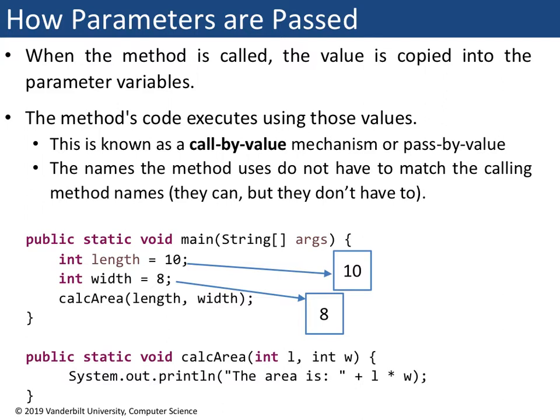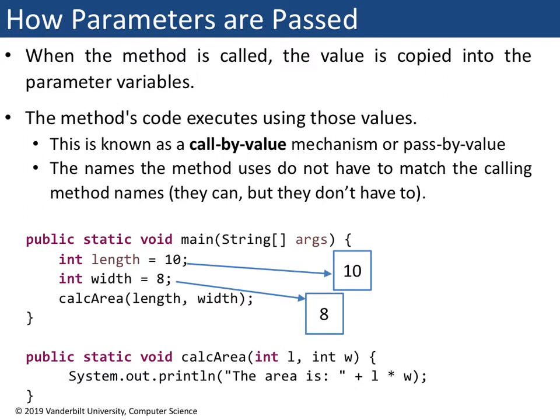The only relationship they have is that the value which was stored in length is the value of this expression, and the value of this expression is then copied into L. So if down here past this call statement we change the value of length, that has no effect on the value which was passed to the method calc area. The same is true of width.